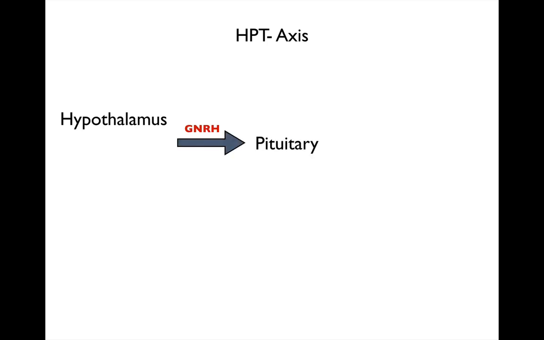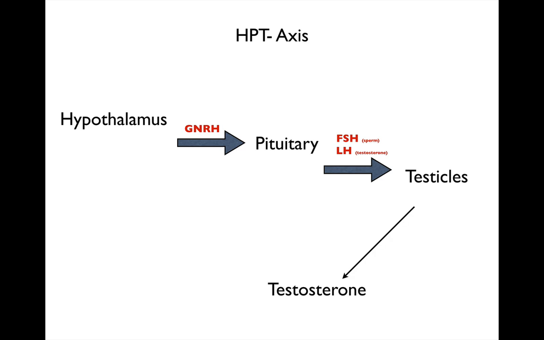The hypothalamus sends GnRH, gonadotropin releasing hormone, to the pituitary, which then releases FSH, follicle stimulating hormone, which is mostly to do with sperm but does have some testosterone effects, and luteinizing hormone, which also has some sperm effects but mostly testosterone effects. So there is some overlap here. These are very, very important because many of the drugs that we use in TRT will exert their influence right here with FSH and LH. Once FSH and LH interact with the testicles, you get the release of testosterone.